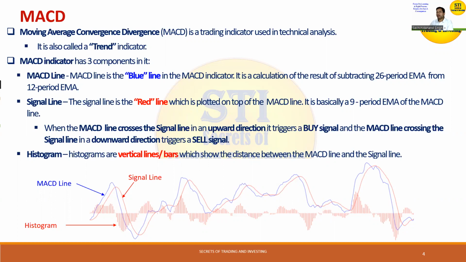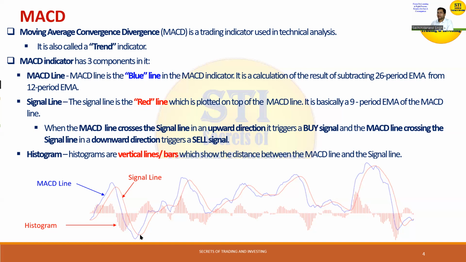And how to read or use this is when the MACD line crosses the signal line. Signal line means the red line. So for example, if you look at this bottom point, where the MACD line, that is the blue line, is crossing the signal line in upward direction, that is treated as a trigger for a buy signal. I mean, that is treated as a signal for buying.